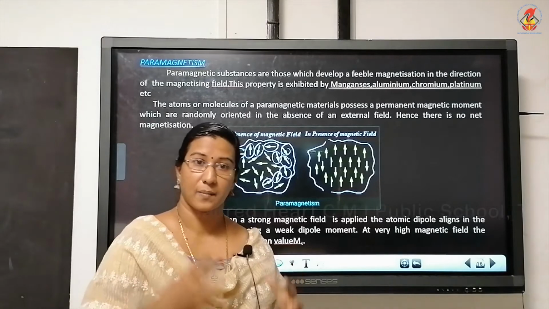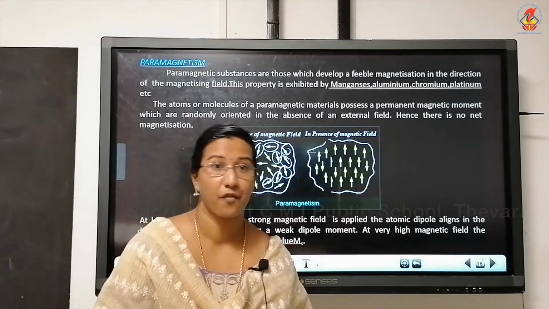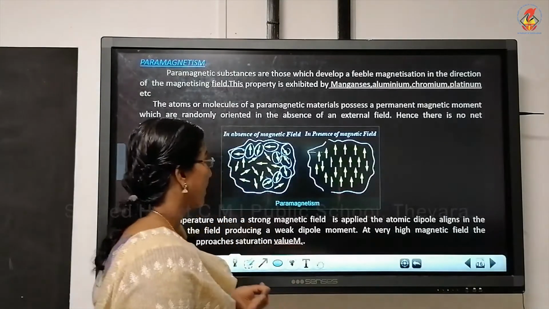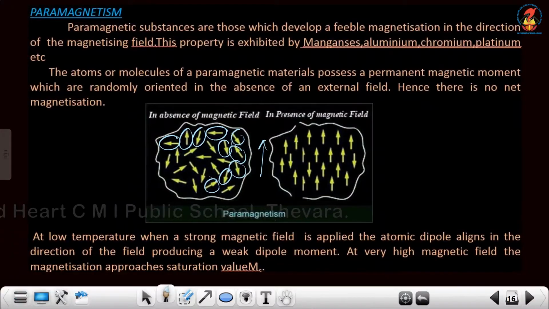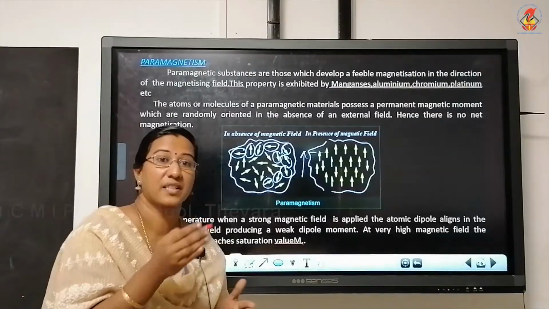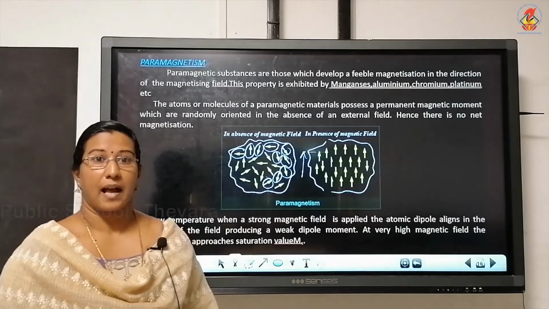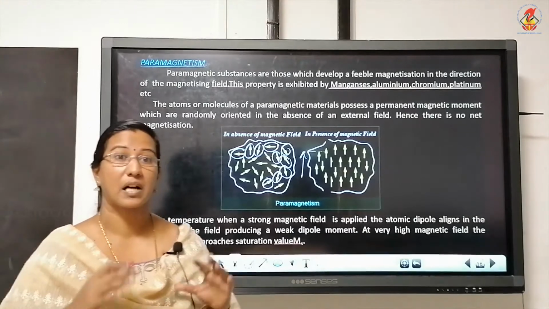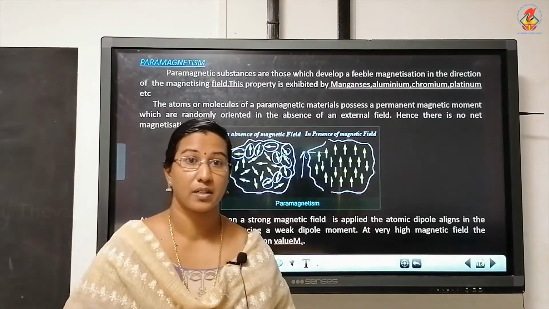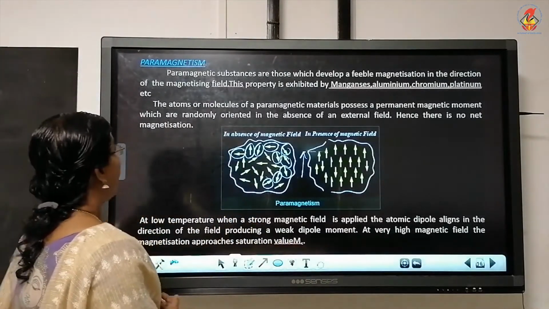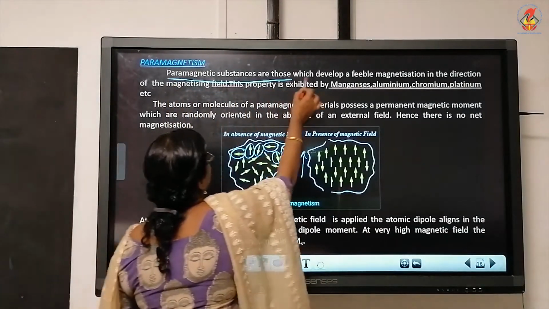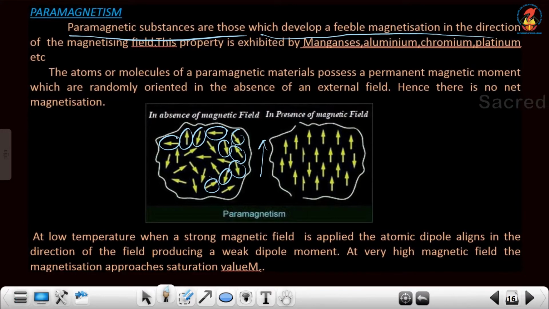Now, when such a substance is placed in an external field, suppose I am applying the field in this direction, then the magnetic dipoles will align themselves in the direction of the field, and hence it will have a net dipole moment in the direction of the external field. So, paramagnetic substances are those which develop a feeble magnetization in the direction of the magnetizing field.